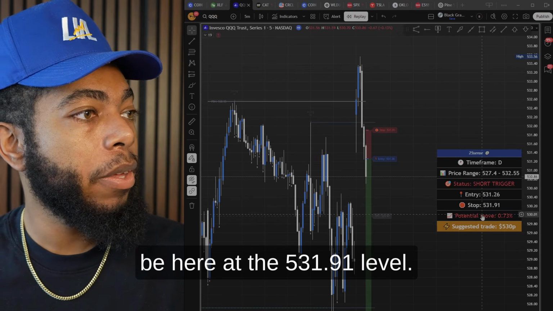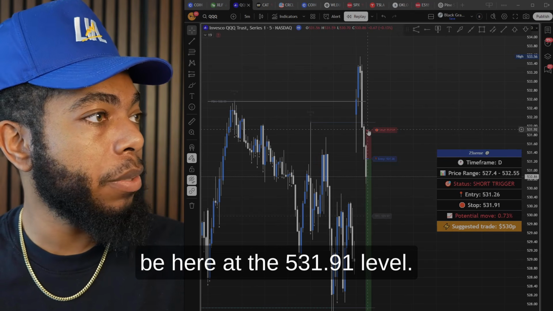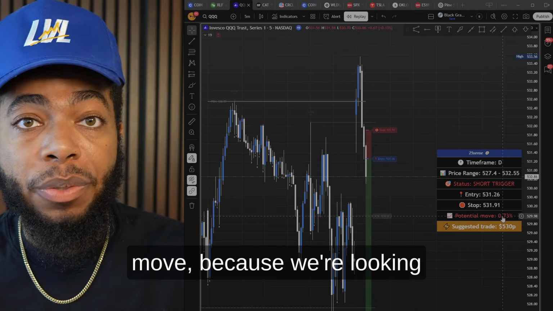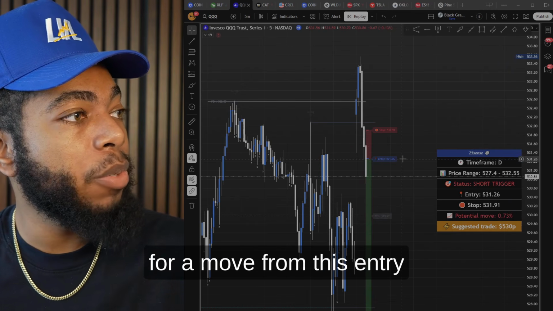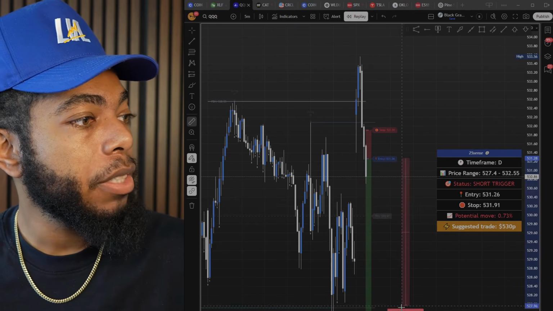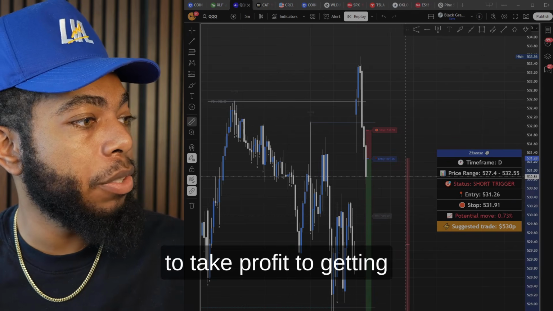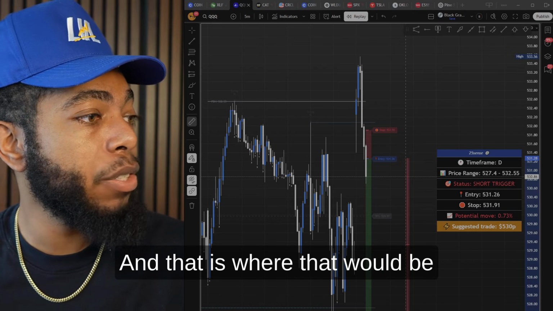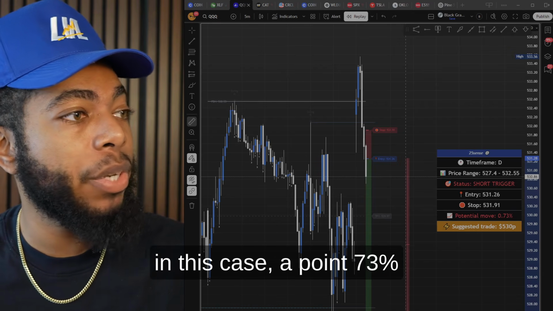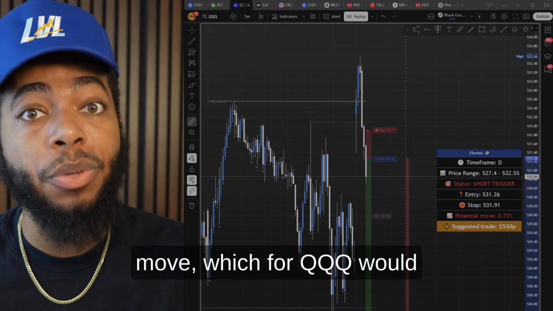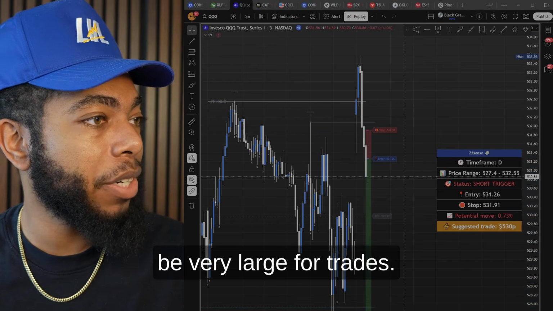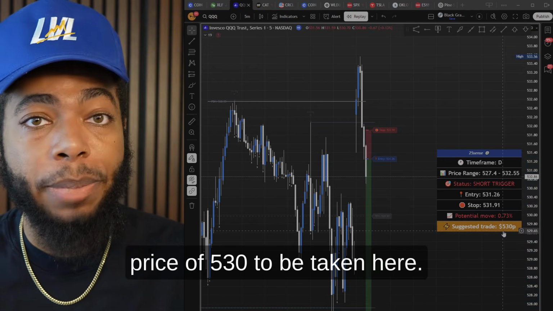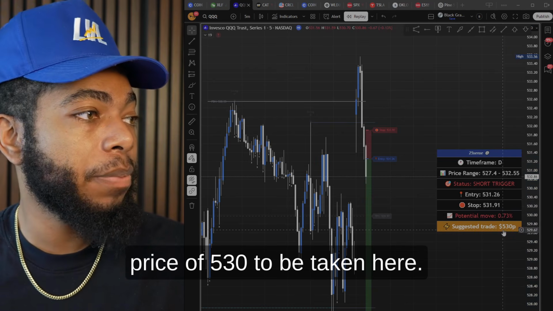531.91 level. That would be the stop point. And then the potential full move, because we're looking for a move from this entry to take profit, getting to the other side. That's where we're locking onto, right? And that would be, in this case, a 0.73% move, which for QQQ would be very large for trades, right? And we even have a suggested options trade, the strike price of 530 to be taken here, all right?